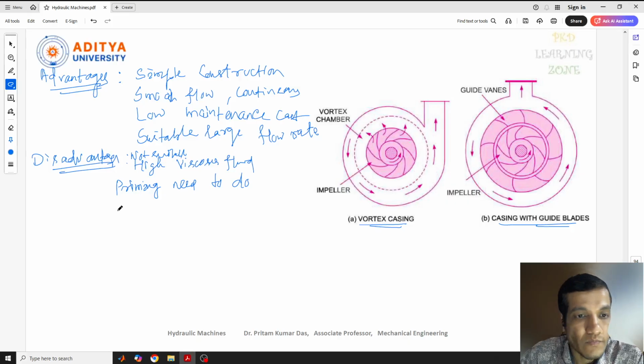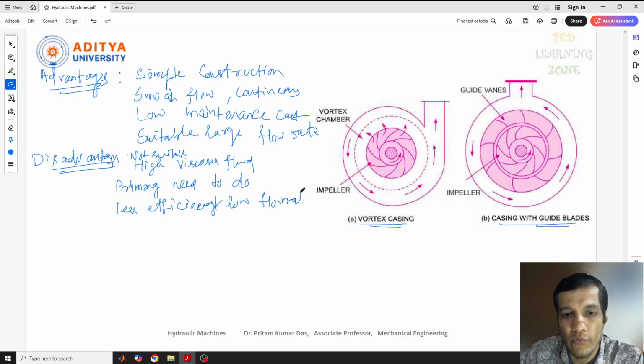Okay, and sometimes it will be less efficient at low flow rate. For the high flow rate, it is very suitable, as I told you, but for the low flow rate, it will be less efficient. That means efficiency will not be that good. So these are some disadvantages.